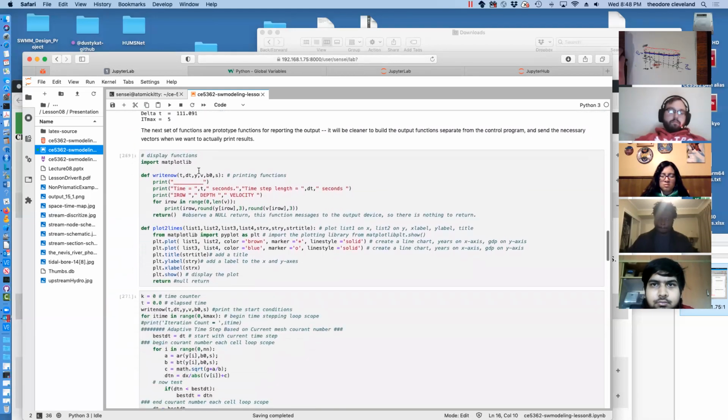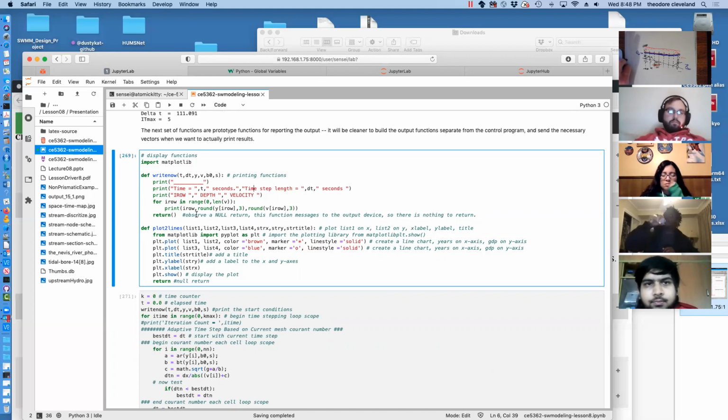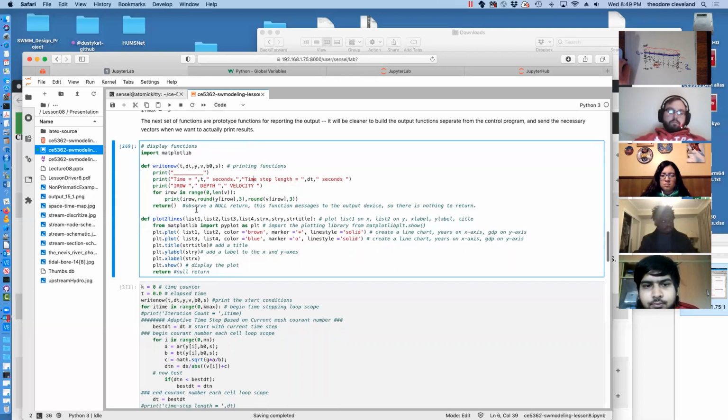And now some display functions, and there's no particular reason that they have to go here, except that it's convenient to have them. We have two of them. The first one simply writes to the console the contents of our depth and velocity vector, y and v, and it takes the time and the current time step, and it's just a little function that builds a table. And this is of more use to us just to supervise the progression of our solver.